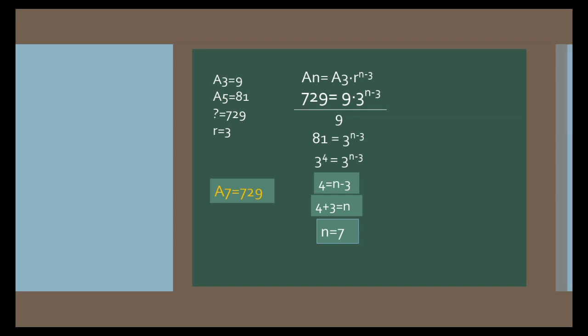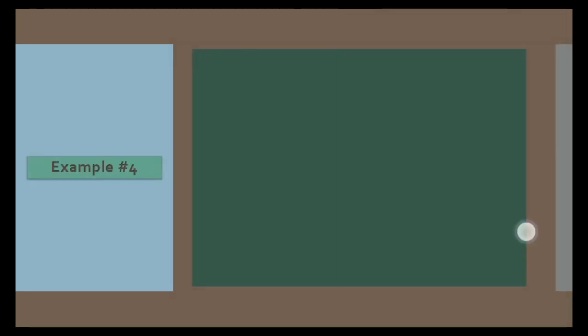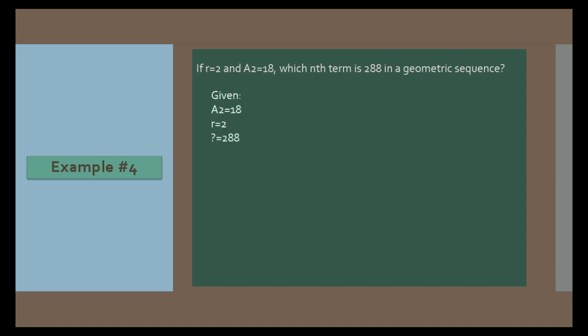For our last example, if r is 2 and a2 is 18, which n term is 288 in a geometric sequence? Ililista natin yung mga given. A2 is 18, R is 2, and 288 na kailangan natin hanapin yung n term. So, gagamitin ulit natin yung formula natin. But this time, siya ay A2 na dahil yun yung meron tayo sa given. And n minus 2 na din siya. So, substitute na ulit natin.